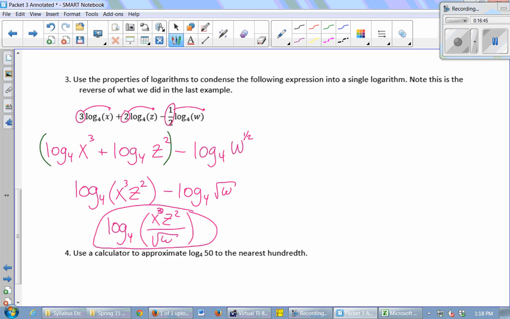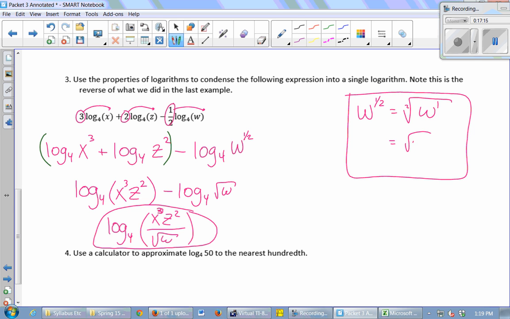Yes? 1/2 is a coefficient, so I moved it up into the exponent. Yeah, so w to the 1/2, if you remember probably from a previous course, whenever you have a rational exponent, the number on top is the power and the number on the bottom is the root. So this is actually the square root of w to the first, which is shorthand written square root w.